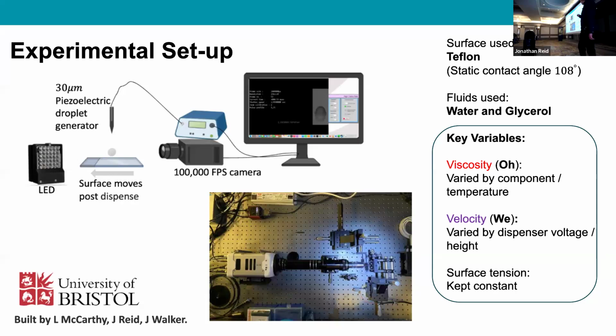For looking at bouncing, I chose the surface of Teflon, which has a static contact angle of 108 degrees. So it's hydrophobic, but not completely non-wetting. I used water and glycerol, so we kept the surface tension constant, and also allowed our contact angle to be constant, while varying the viscosity and the velocity. And from doing that, we got videos like this.